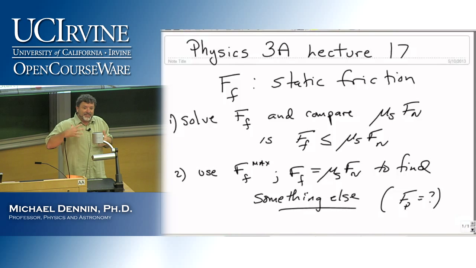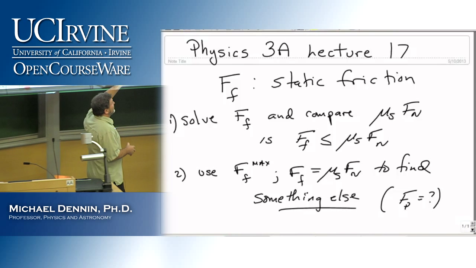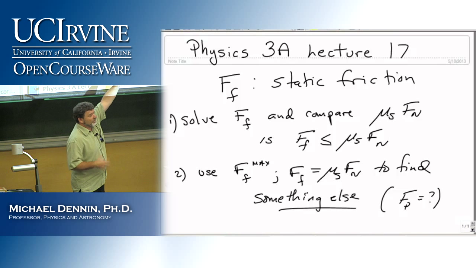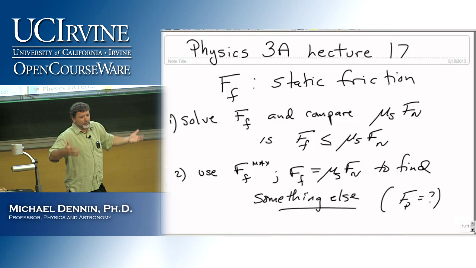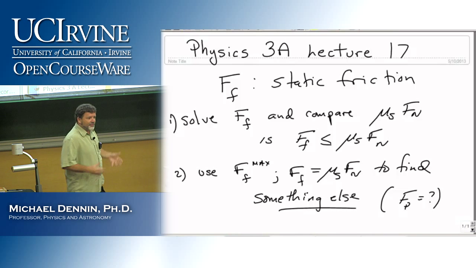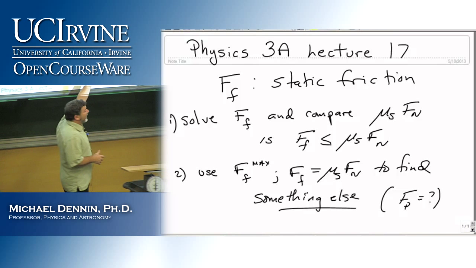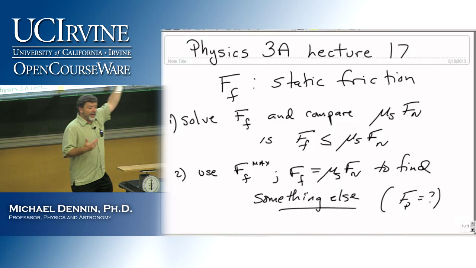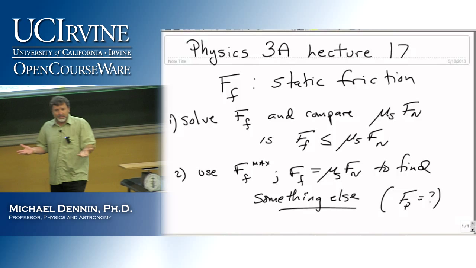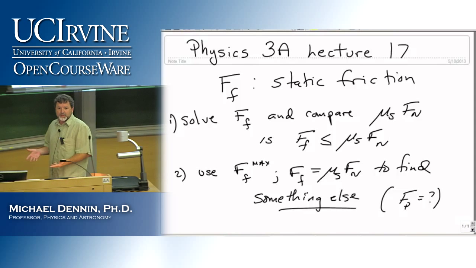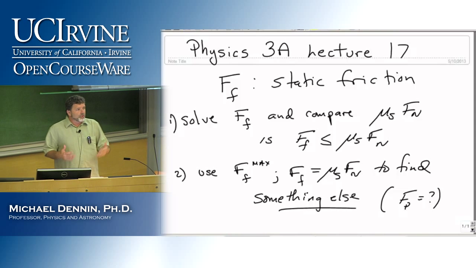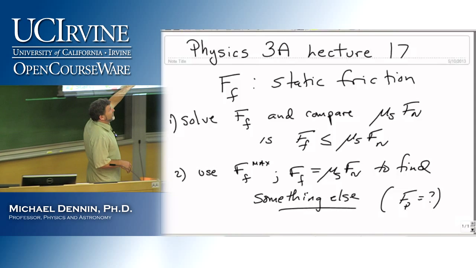The question says, is it in static equilibrium? That's asking you, is that force of friction less than or equal to the maximum it could be? If it is less than or equal to the maximum it can be, then yes, you can be in static equilibrium, because that force of friction is allowed. If static equilibrium requires a force of friction greater than the maximum, then you can't be in static equilibrium because you can't achieve that. It's bigger than the maximum allowed. And those are the two ways force of friction gets used.